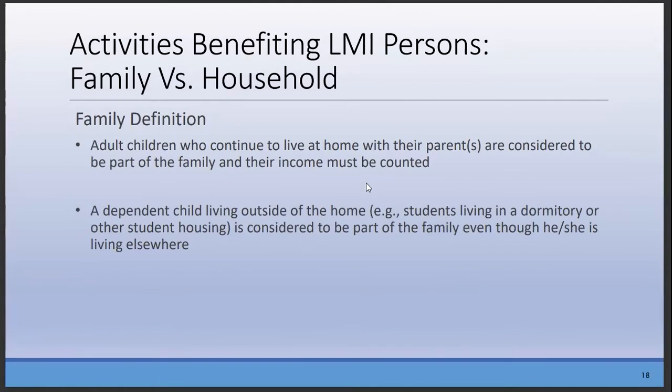Adult children 18 years and older who continue to live at home with their parents are considered to be part of the family and their income must be counted. A dependent child living outside of the home, such as students living in a dormitory or other student living, is considered to be part of the family even though that person is living elsewhere.